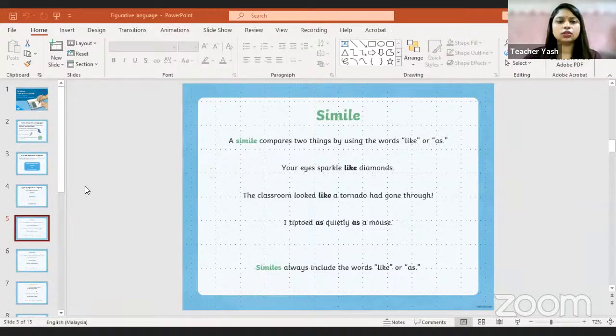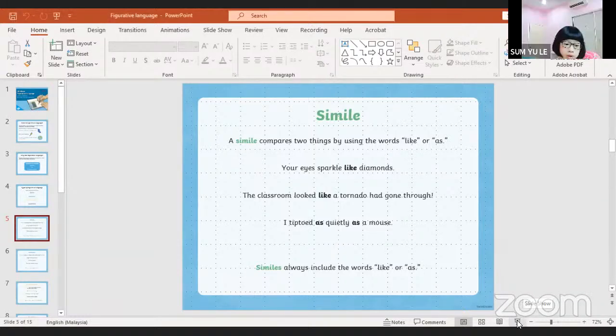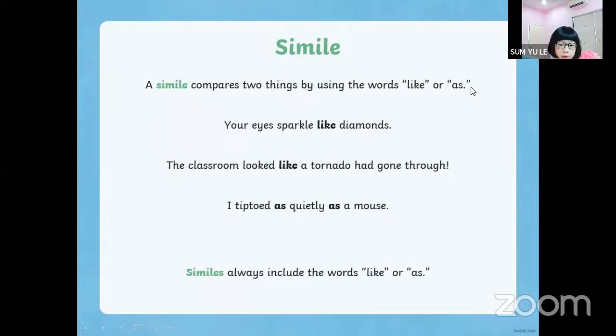Okay. Please read this. Oh wait, let me make it bigger. Simile. A simile compares two things by using the words like or as. Your eyes sparkle like diamonds. The classroom looked like a tornado had gone through. I walked as quietly as a mouse. Similes always include the words like or as. Clear?